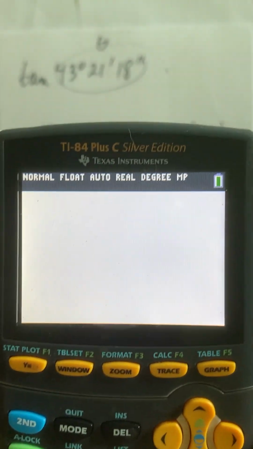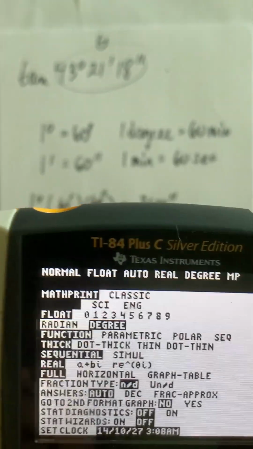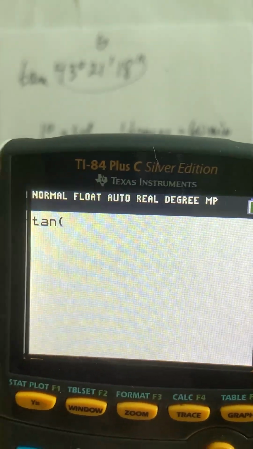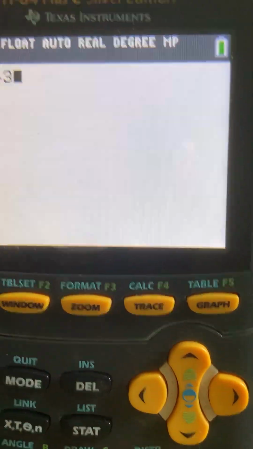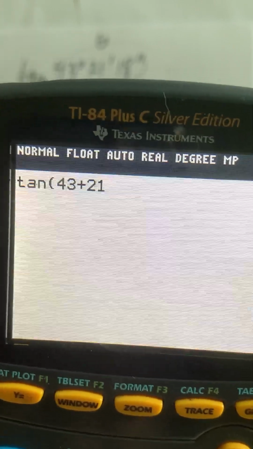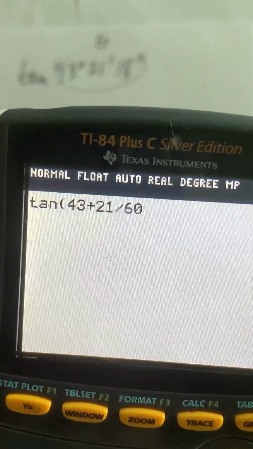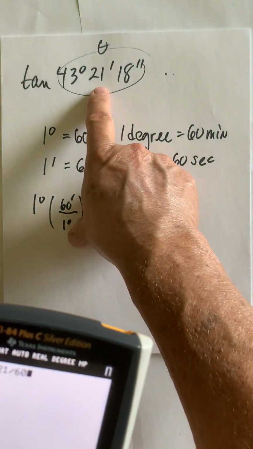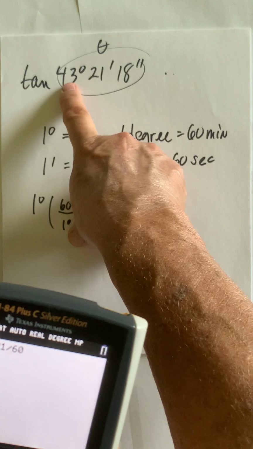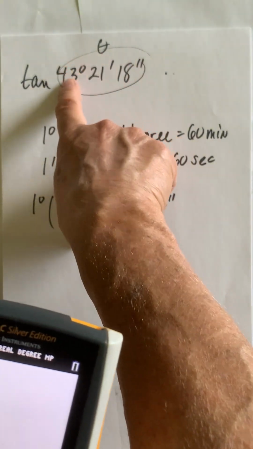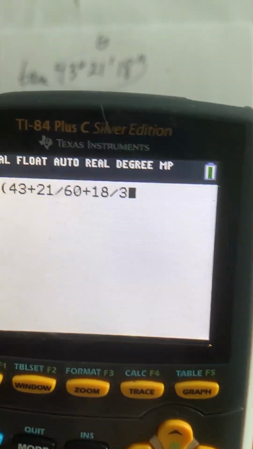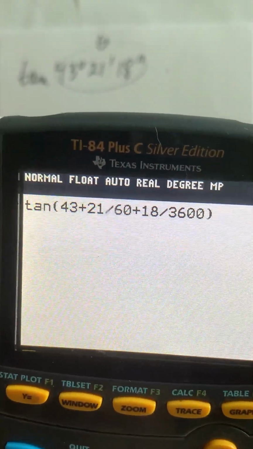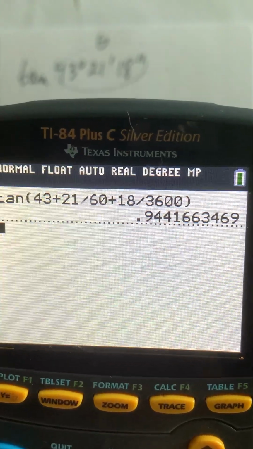So I say, okay, we're in degree mode, right? You check your mode. Then you say tangent, and now you have 43 degrees, plus 21 minutes, but that's divided by 60 because I want to put it all in degrees. So essentially I'm changing this to decimal degrees. Plus 18 out of 3,600 seconds. So that's what I'm really doing. And what I get is 0.9442.